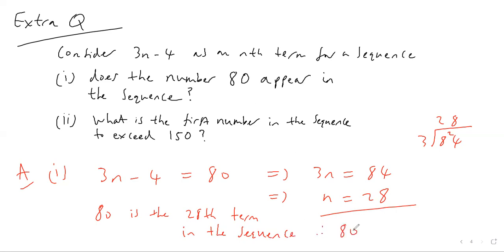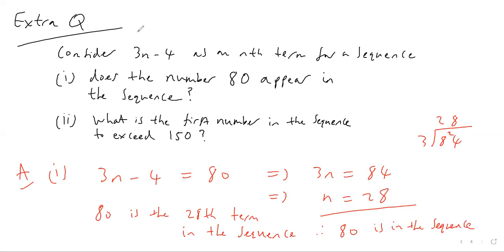Now, if n was to be a decimal number, so not a natural number, or a negative number, for example, then 80 wouldn't be in the sequence. But because n is a positive whole number, that tells us that it is in the sequence, because it's going to be the 28th term in the sequence. So therefore 80 is in the sequence.